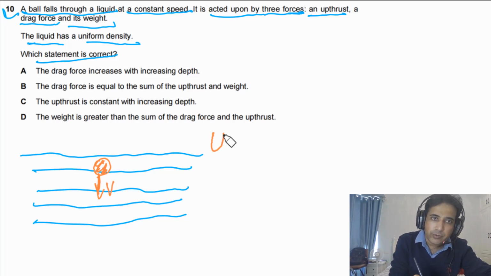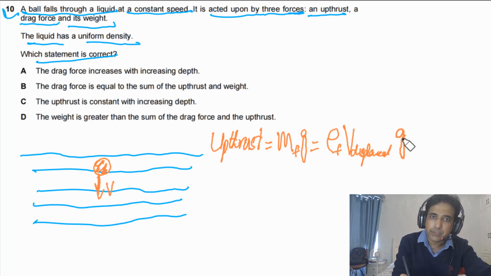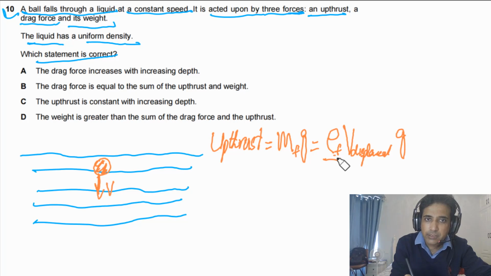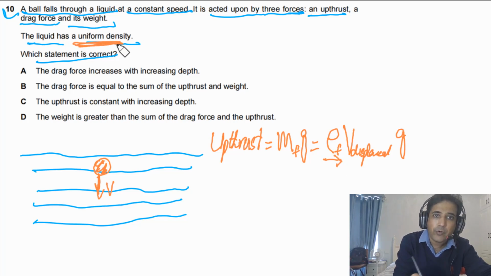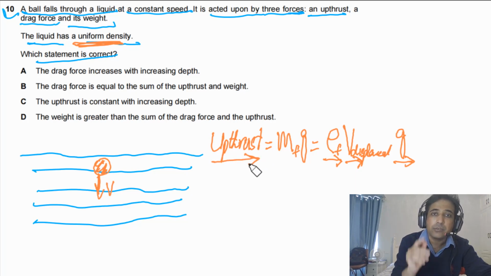So we can write down first of all upthrust. How do we calculate upthrust? Upthrust is equal to the weight of the fluid displaced, so this is equal to density of the fluid times volume displaced of the fluid times g. In this case, as the ball is already fully submerged in the liquid, density is constant because it is given to us that density is uniform, volume displaced is constant, g is constant, so it means upthrust is not changing. The second force we have is the weight.